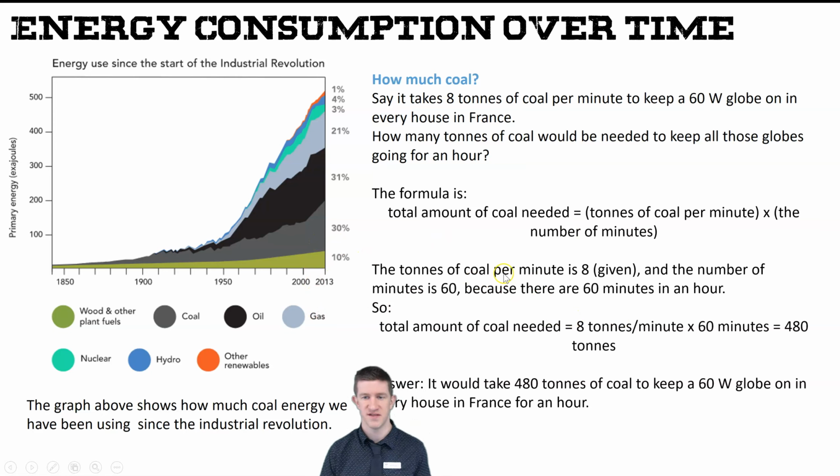So this is the process for calculating the question from above. We know that the total amount of coal needed is the number of tons per minute times the number of minutes. We had 8 tons of coal per minute, and there are 60 minutes in 1 hour. So we do our 8 tons per minute times 60 minutes, 480 tons of coal every hour to power a light globe in France, for everyone to have one light globe in France. That's huge.